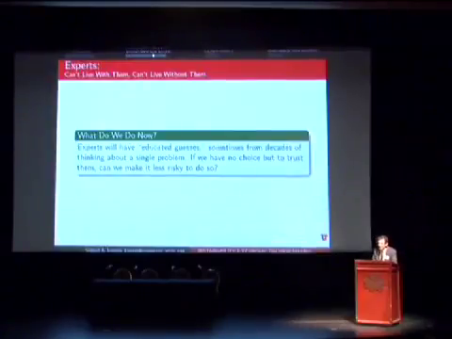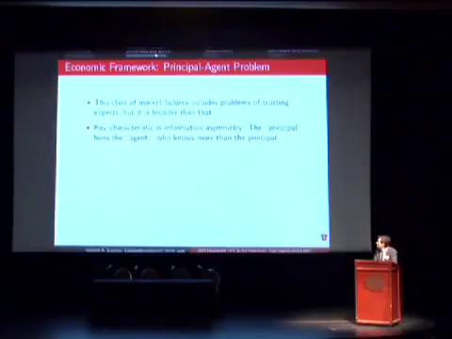Well, that strikes me as being actually an economic problem. It's in a framework called principal-agent problems. The key characteristic of principal-agent problems is there's an information asymmetry. There's a principal who hires an agent to do something. The agent has specialized knowledge that the principal doesn't have. The principal hopes that the agent works in the principal's best interest. That's why the principal hired the agent.